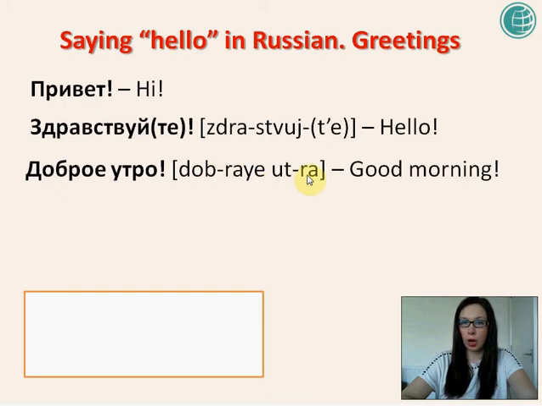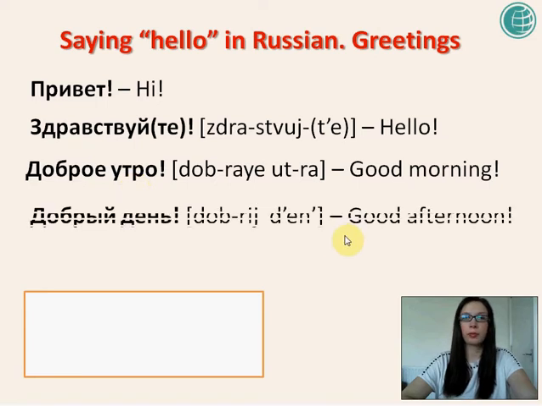Доброе утро. Here you can see о, and here also you can see о, but this о is without accent. That's why they will be reduced. That's why we read it like а. Доброе утро. Утро means morning, good morning.